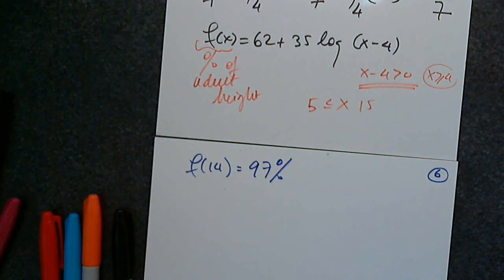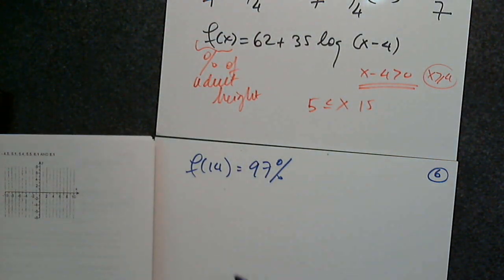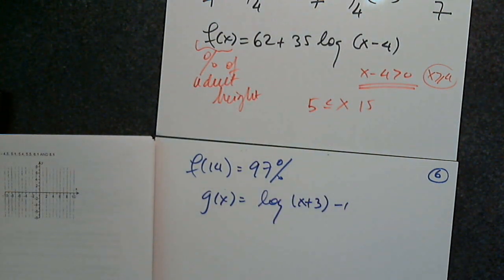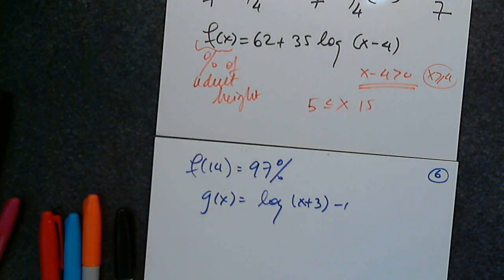So what does that mean? That after the age of 14, girls appear not to be increasing in height that much. At the age of 14, they got to 97% of their total height, maximum height that they will attain. Any questions? Okay, next question. We are asked to graph log(x plus 3) minus 1. Ready?